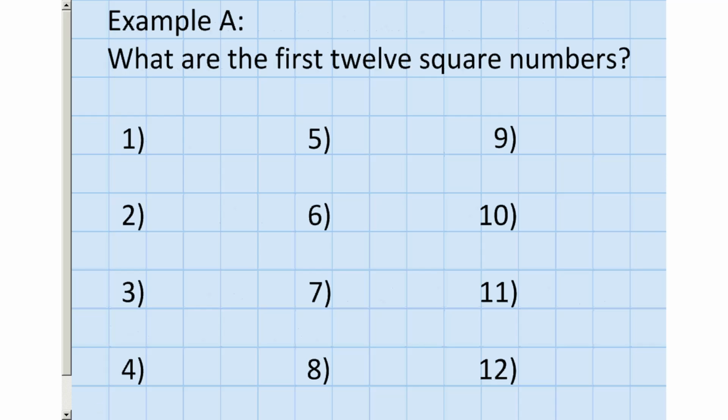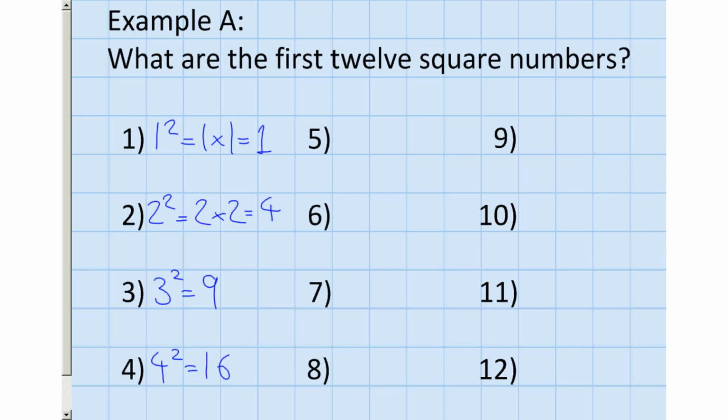So first square number, 1 squared, is 1 times 1, which is just 1. Second square number, 2 squared, that's 2 times 2, which is just 4. Following on from that, 3 squared, 3 times 3 we just looked at, was 9. 4 squared, 4 times 4 is 16. 5 squared, 5 times 5 is 25. 6 squared is 36. 7 squared is 49.